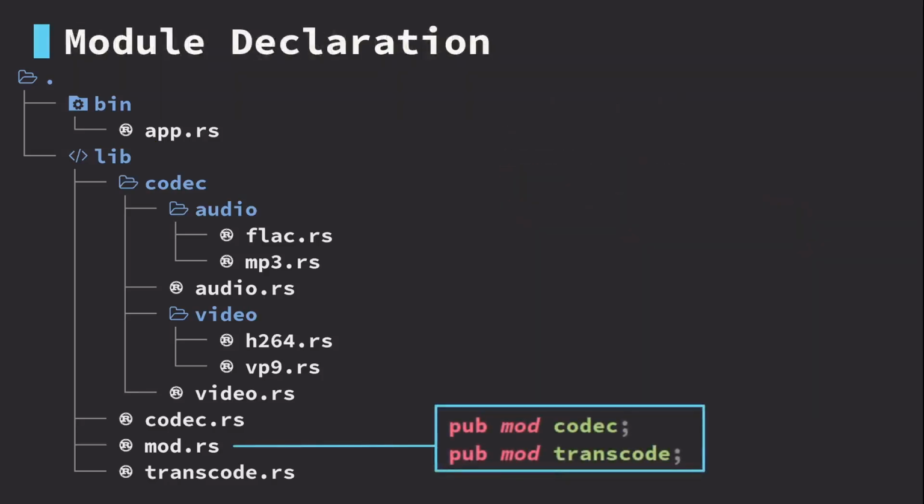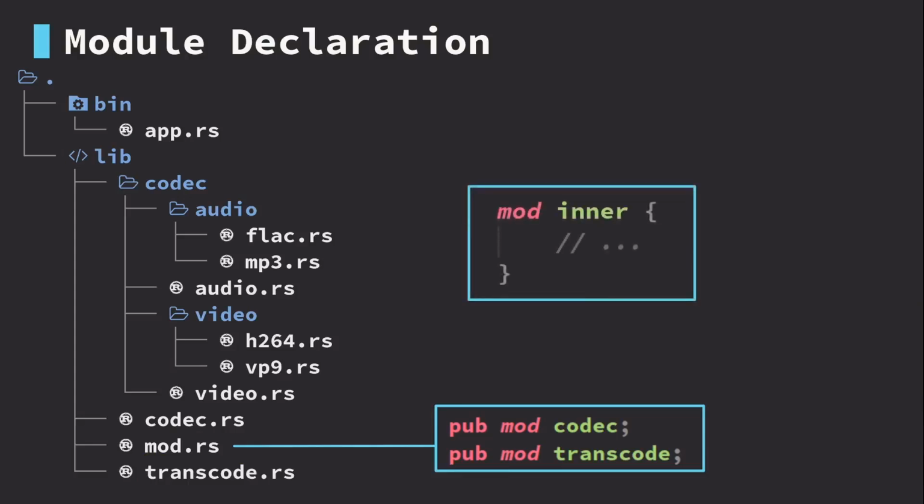Now let's take a look at how to declare some modules. If we look at our mod.rs down here, and this will be the source code, we have pub mod codec and pub mod transcode. These lines are declaring two separate modules. Our codec module is here, codec.rs, and we also have a codec folder. This codec folder will have supplementary code needed by our codec module. We also have a transcode.rs, and this module will exist only in that single file.